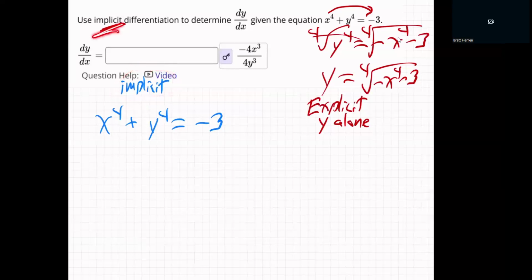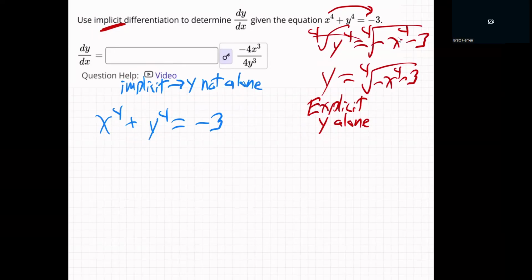Something's implicit if y is not automatically completely alone. Something's explicit if y is alone. Up to now, we've been doing derivatives where y is alone, explicit derivatives. But now we want to do implicit differentiation where y is not alone. So how do we do that? Well, we just start taking the derivative.